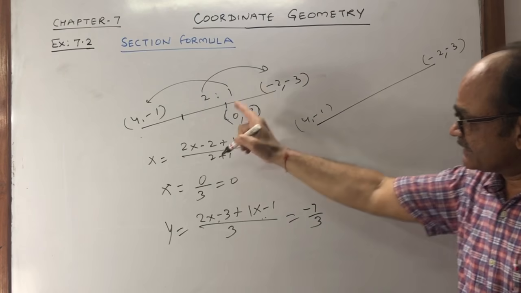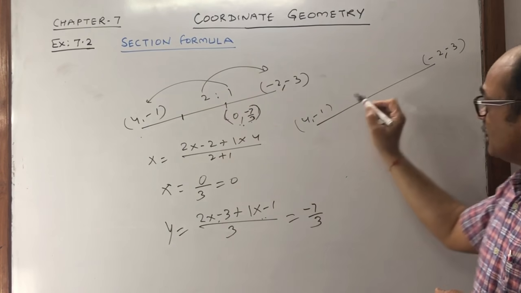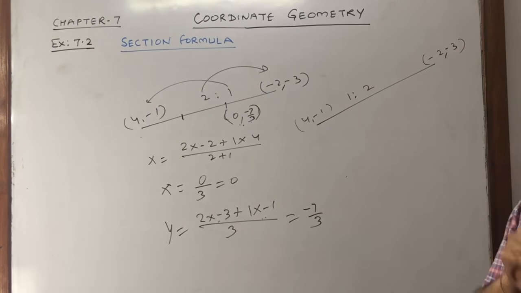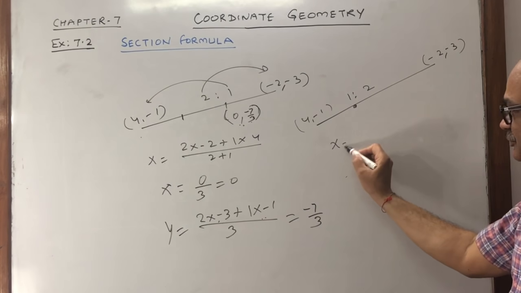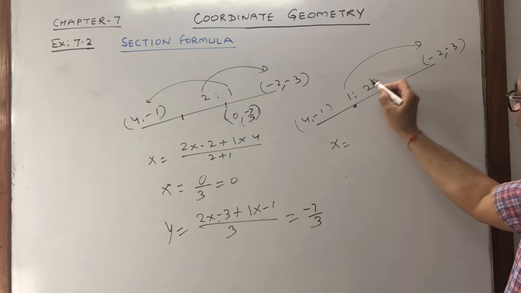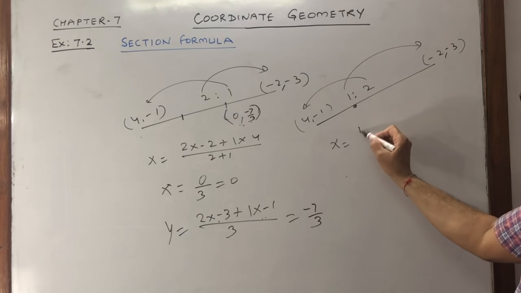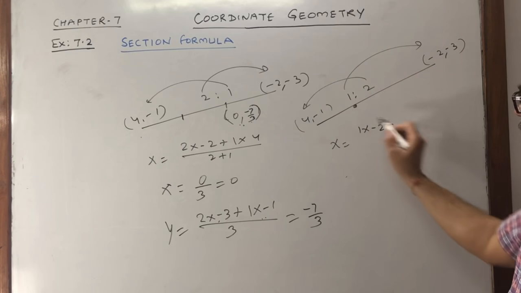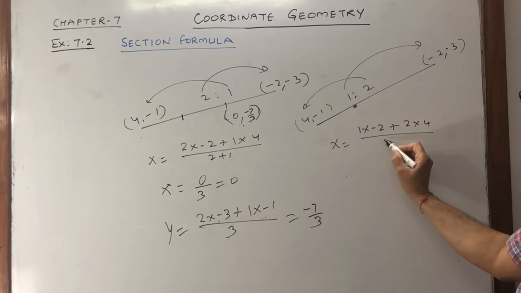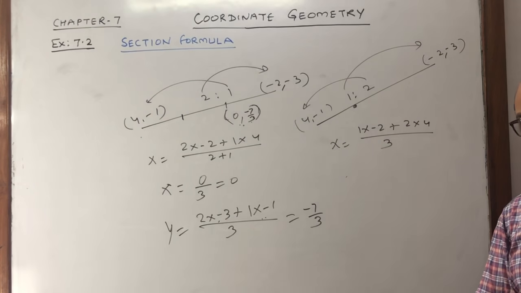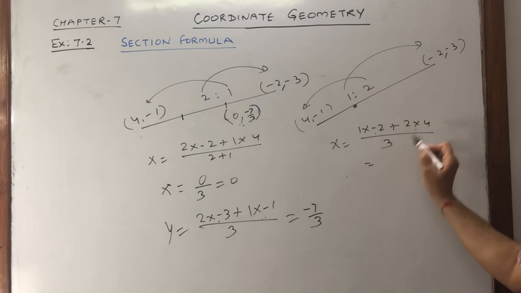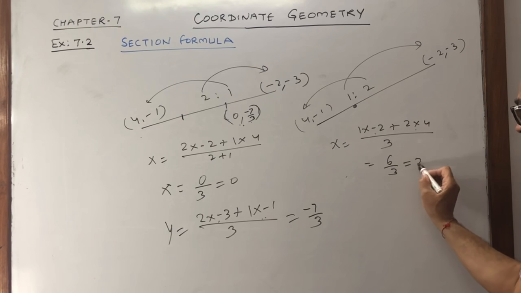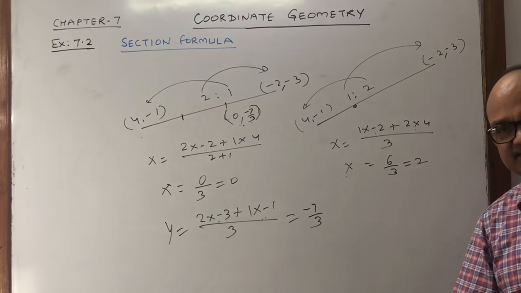And previously it was 2:1. Now this time we'll divide in 1:2. So we'll have this coordinate. X equals to 1 into and 2 into. So 1 into -2 plus 2 into 4 divided by 1 plus 2, that is 3. Minus 2 and 8. Answer is 2 is the value of x.